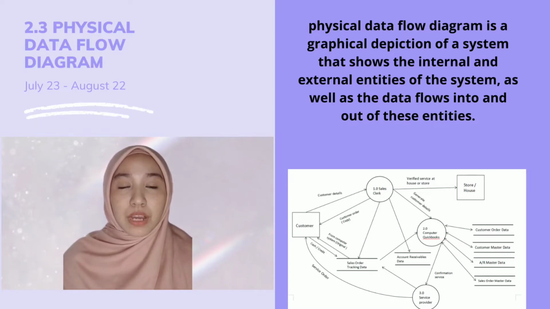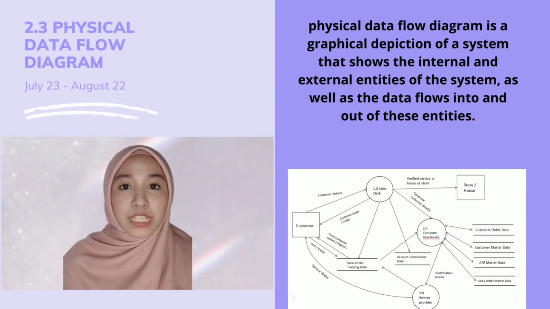As the diagram on the slide shows the physical DFD, it shows the customer makes an order to the sales clerk, who is the person in charge of taking orders, and then all customer details will be generated to the computer system, which is QuickBooks or HubSpot.